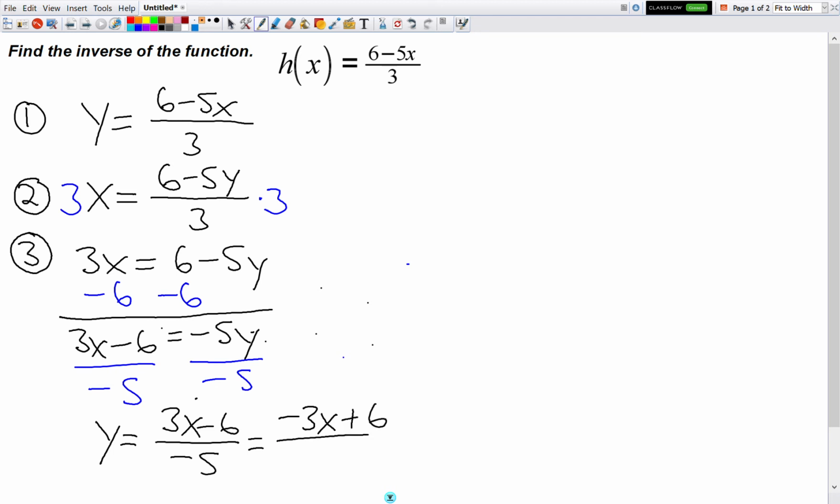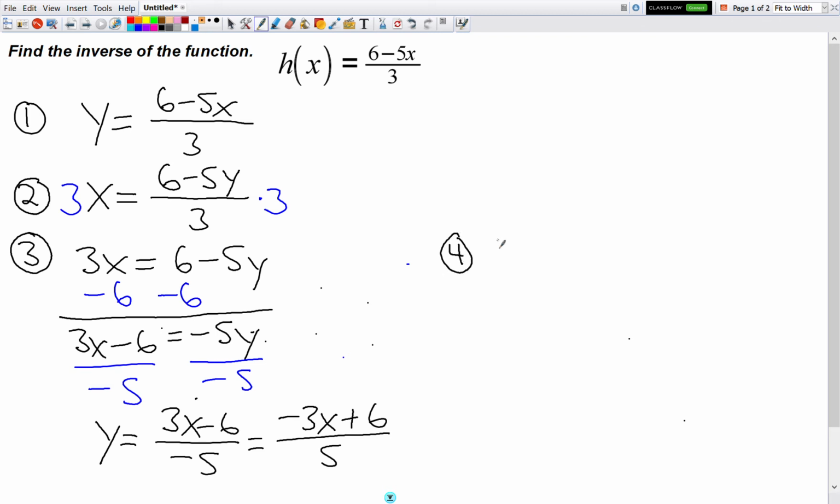So when you give it the negative, you change its sign. So the positive 3x turns to negative, the -6 turns to +6. Okay? And that's just a preference thing if you don't want to see a negative on the bottom of the fraction. Some teachers don't like it. Some teachers don't care. For me, it doesn't really matter. Okay? So in your 4th step, you're just going to officially write inverse function form.